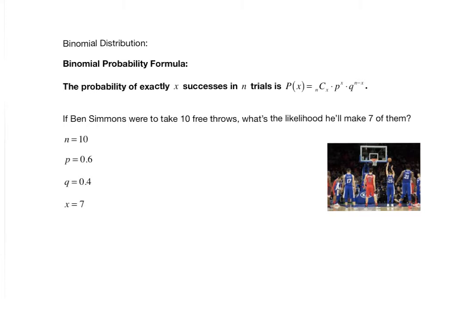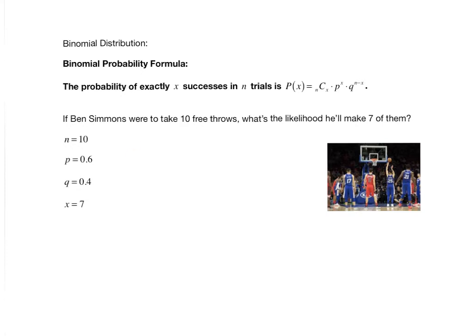we can now use this special formula to find the probability that Ben Simmons will make 7 of the 10 free throws. The binomial probability formula says the probability of exactly x successes in n trials is P of x is n choose x times p to the x power times q to the n minus x power, where n, x, p, and q are defined as we said over here. So let's now use this formula to find the likelihood that Ben Simmons will make 7 of his 10 free throws. We'll plug everything in, and then ultimately we'll plug that into the calculator to do the computation.